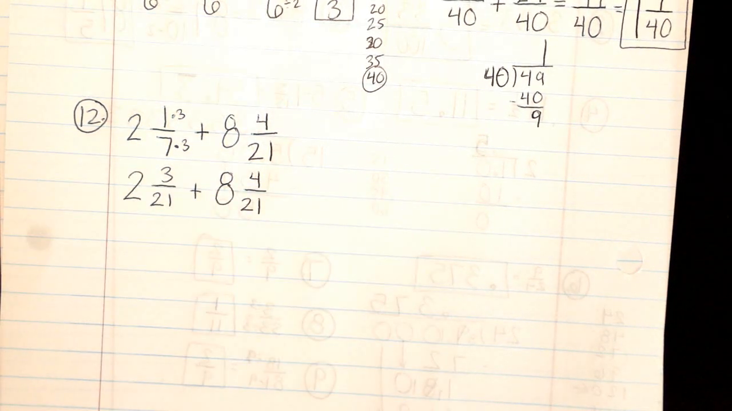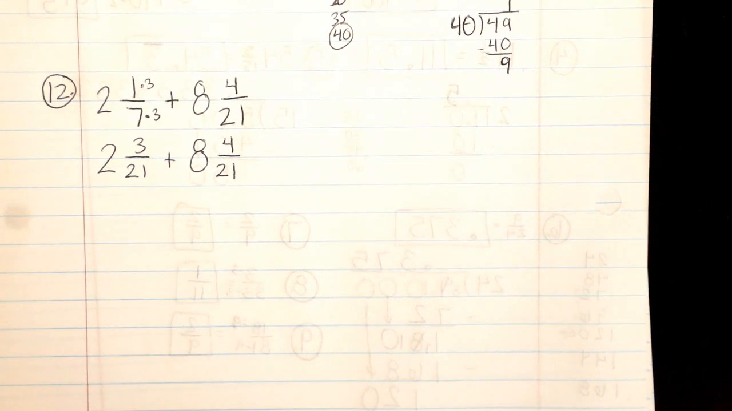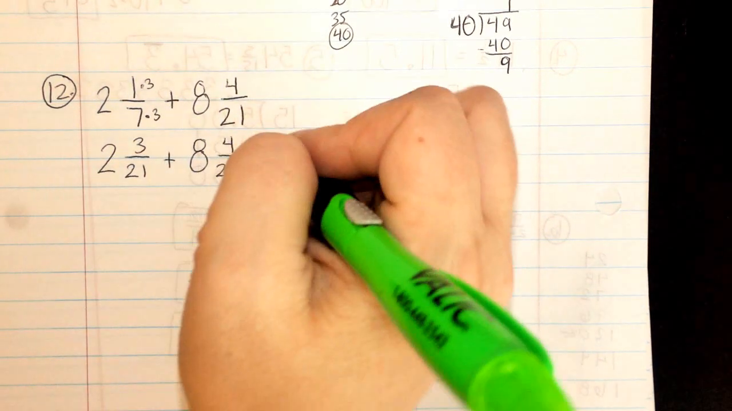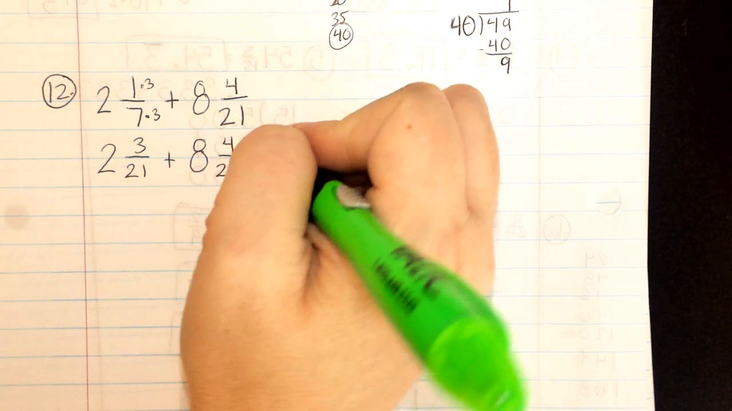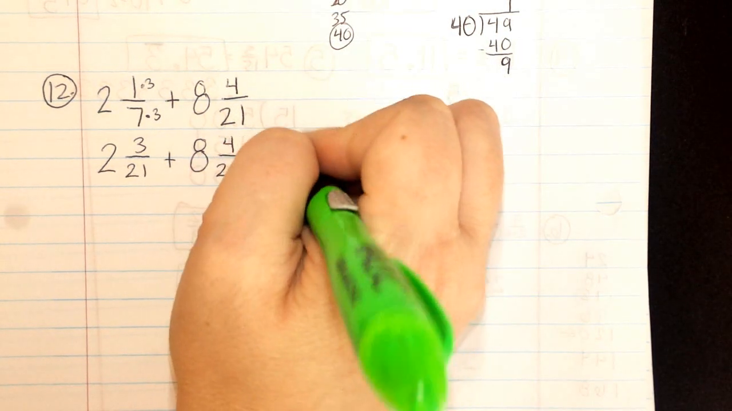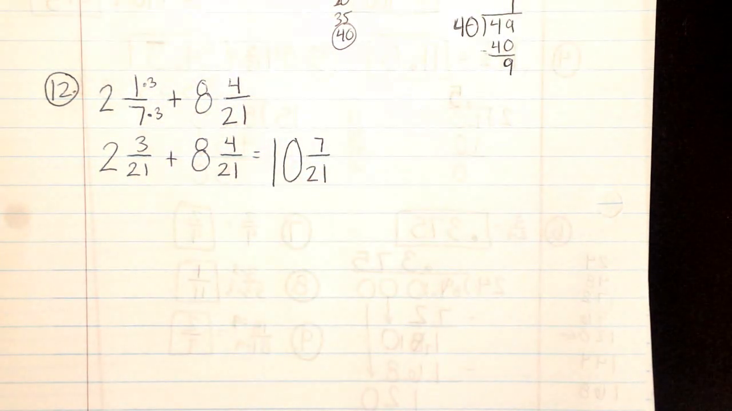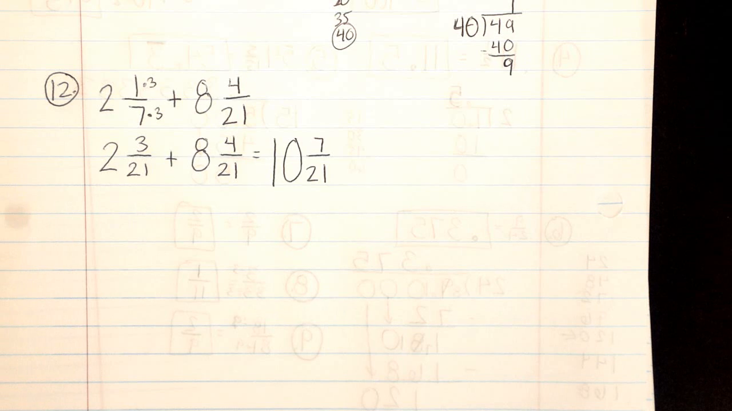We're just leaving it like that. Okay. All right, 2 plus 8 is? 10. And then 3 plus 4 is? 7. No, you're good. So I get 10 and 7 over 21. Is that a good way to leave this problem?